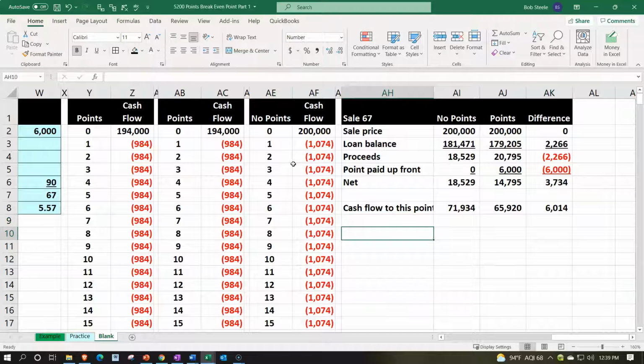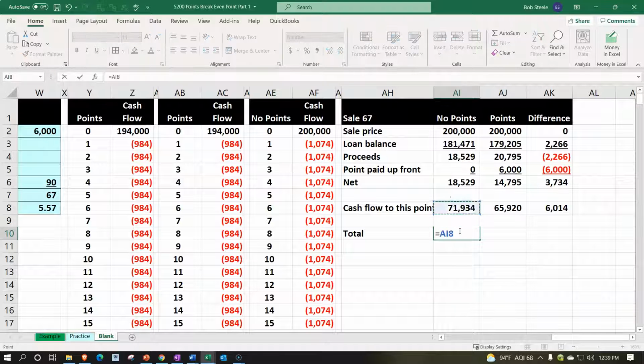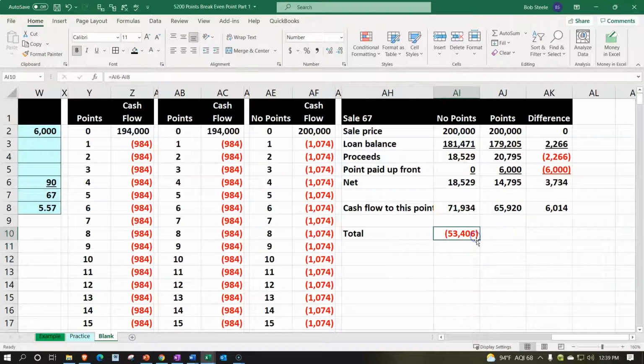So the totals, if we sum this up, the total cash flow is this minus this. Copying that across, and we get that difference of 2,280 still. Let's just recap that. So we have the sales price. That's the same between the two.